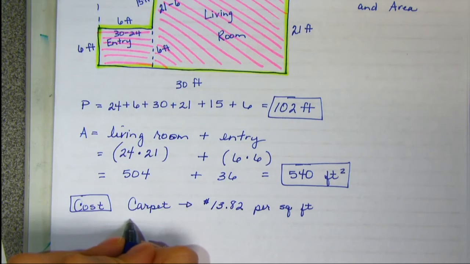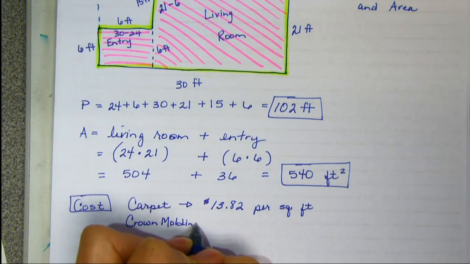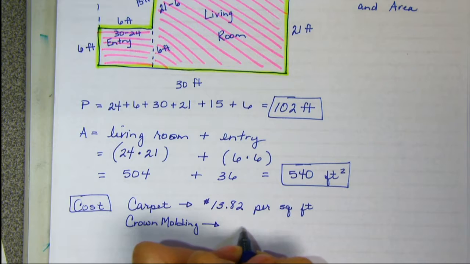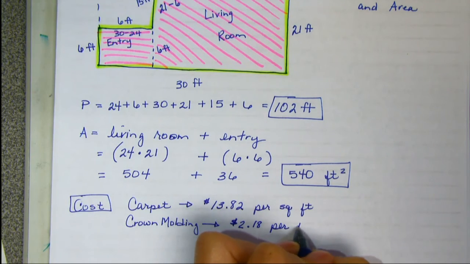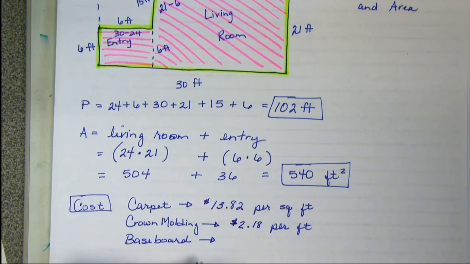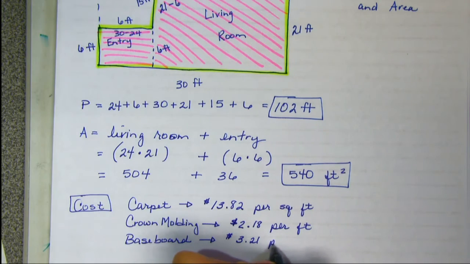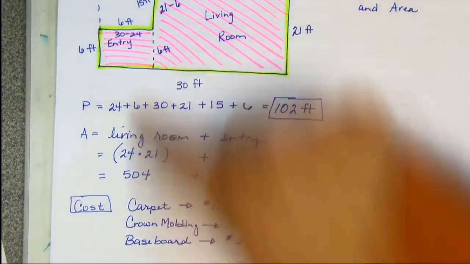All right, and let's say we're going to do crown molding. And let's say the crown molding is $2.18 per foot. And then let's do some baseboard. I'm just making up numbers here. We'll say $3.21 per foot. Now, we're just going to carpet the living room and the entry.